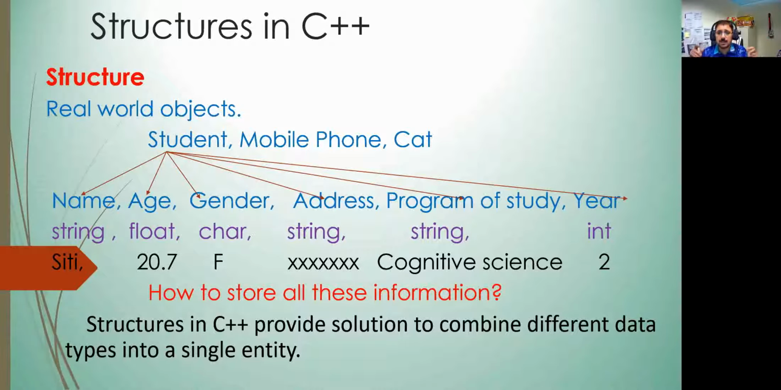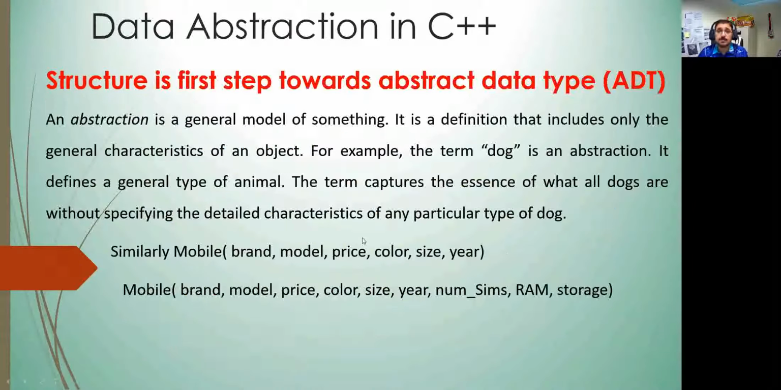So actually the decision about selecting these details, and selecting general properties to represent a real world object, is called data abstraction. Okay, for example, the definition is that data abstraction is a general model of something, a very general thing. So it is a definition that includes only the general characteristics.